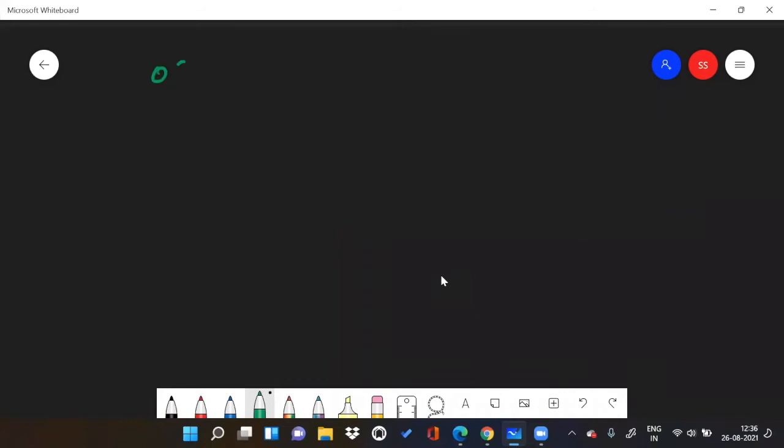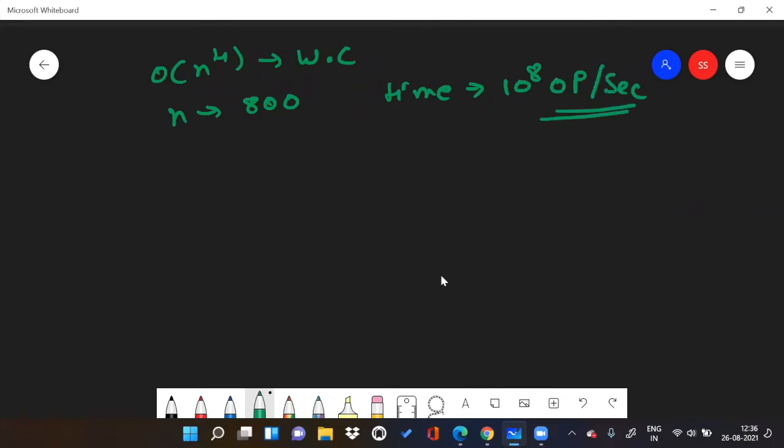Okay, so you are given n raised to the power 4 as the worst time complexity, and your n is basically 800, and your speed is 10 raised to the power 8 operations per second, right? If it is so, then we need to compute what will be the overall time required for the algorithm to process these 800 sample test cases that are given, right? So what will happen?